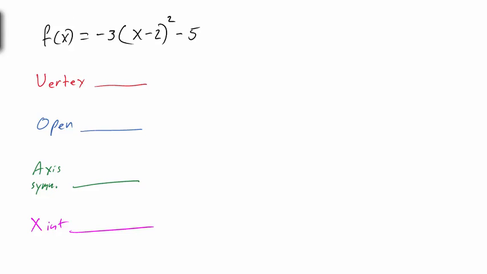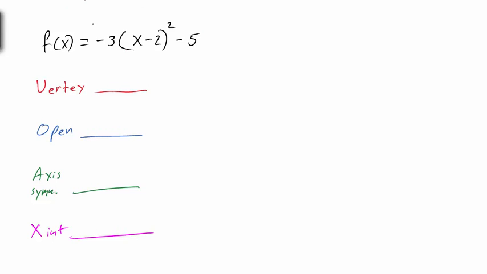All right, so we have the vertex. Well, this is already in standard form. Now, keep in mind our standard form is a times x minus h squared plus k. So our vertex is the h and k. Well, it's this x minus 2. Well, we know that that's going to move it 2 to the right, so that means this is a positive 2, and then a negative 5 says the graph is going to move down 5 units.